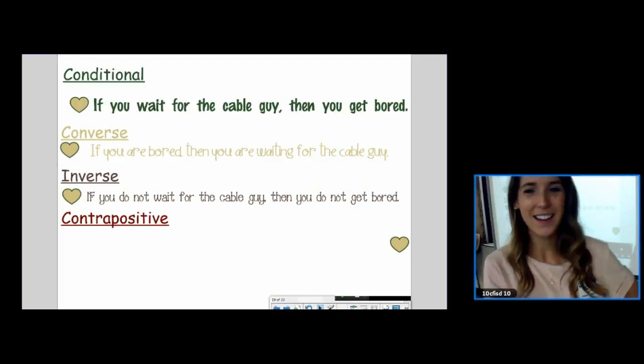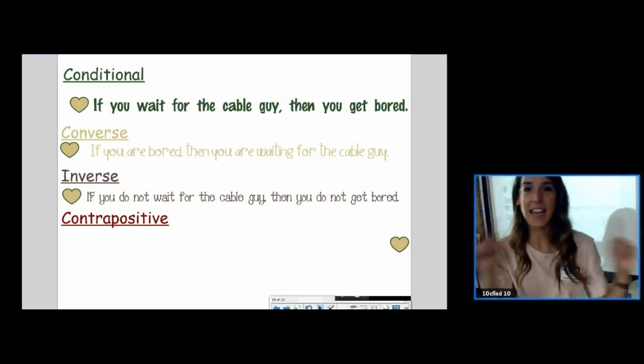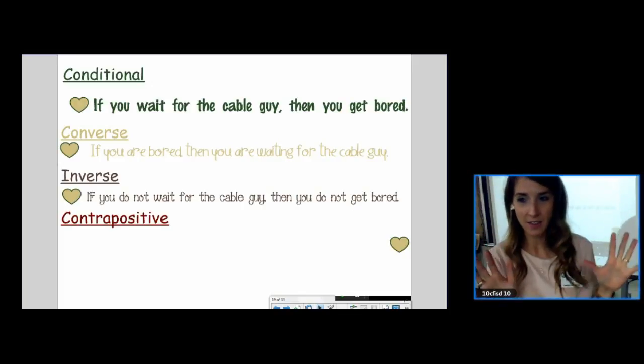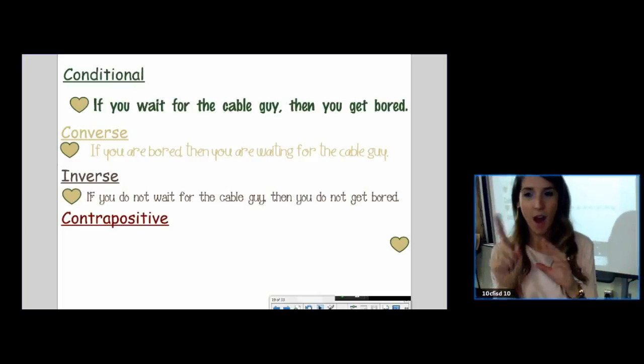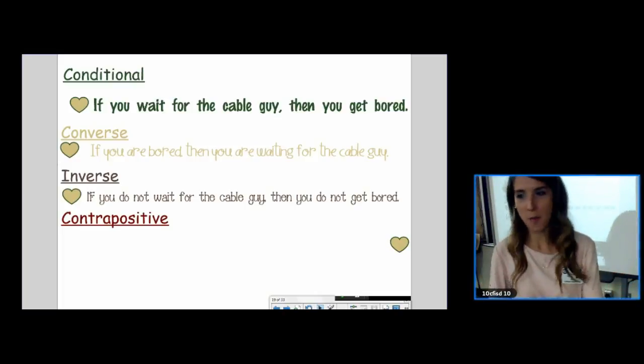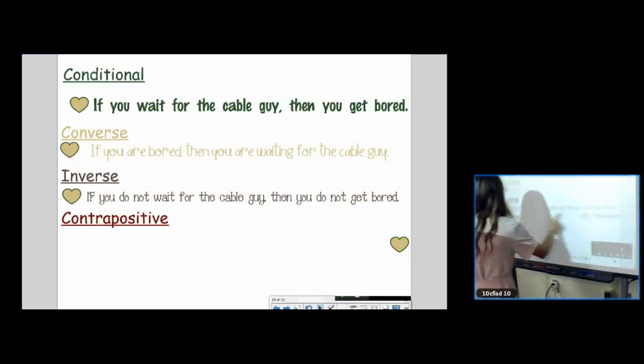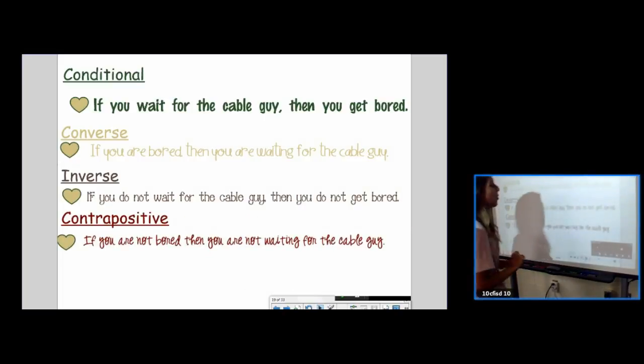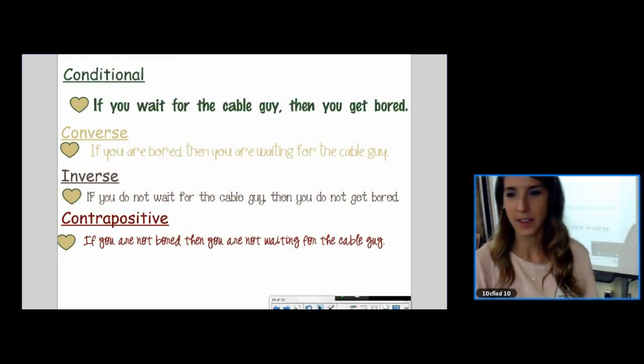Okay, last one. This is when we reverse and negate. Reverse and negate. You ready? If you do not get bored, then you're not waiting for the cable guy, right? You are not bored, then you are not waiting for the cable guy.